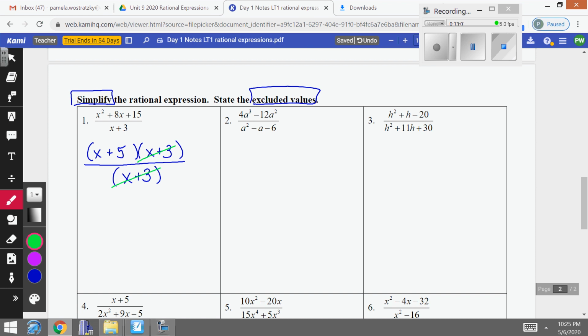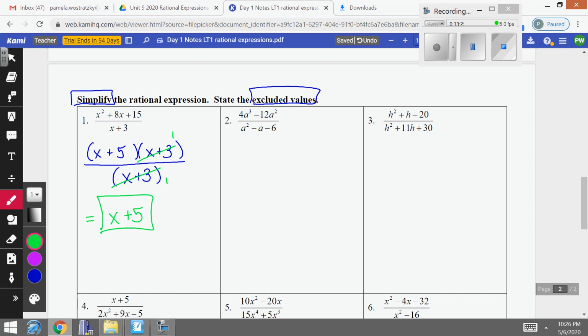Again, what's happening, we're not just really crossing them off. What we're saying is x plus 3 divided by x plus 3 would be 1, right? So those would reduce to a 1. So if I simplify, that means this actually ends up equaling x plus 5.